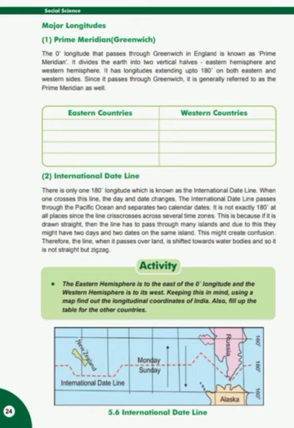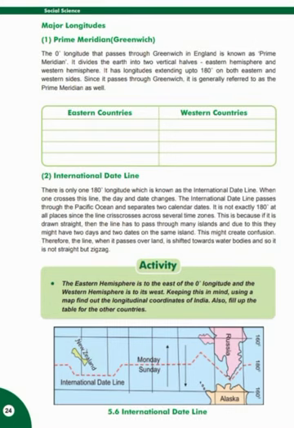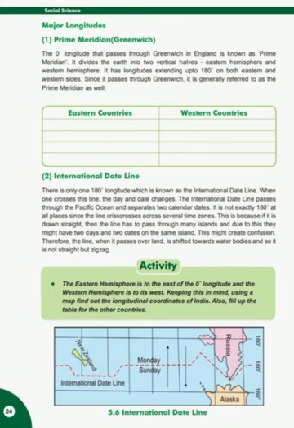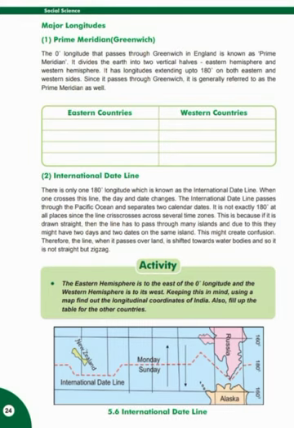Students, the 180-degree longitude is called the international dateline. It is only one longitude. While crossing this line from east to west, the date and the day are put ahead by 1 day. Similarly, while crossing this line from west to east, the date and the day have to be set back by 1 day. So, date and day are changed when it is crossed.